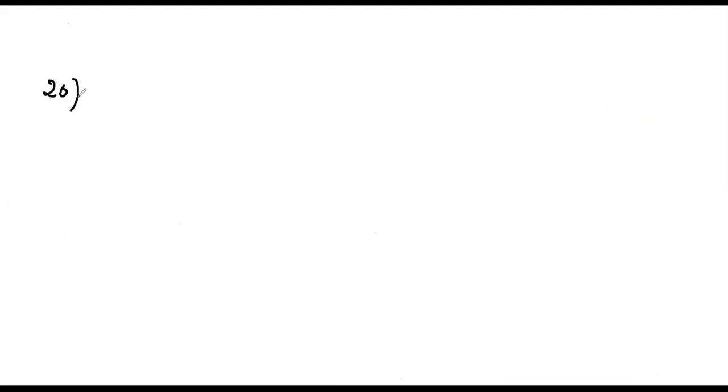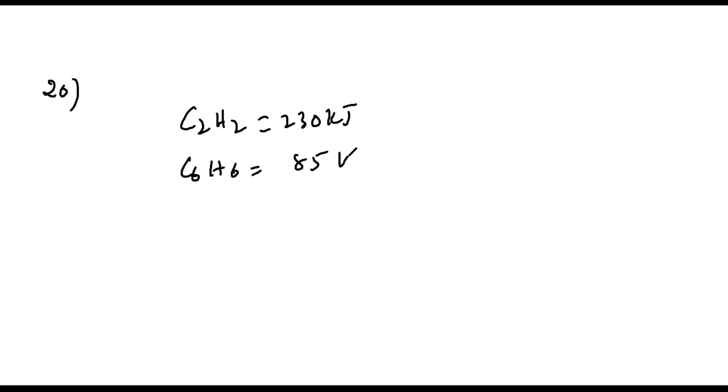The heats of formation of acetylene and benzene are given, students, and they are asking for the value of the trimerization of C2H2. The heat of formation of C2H2 they have given: C2H2 is 230 kilojoules. Next, C6H6 is 85 kilojoules.